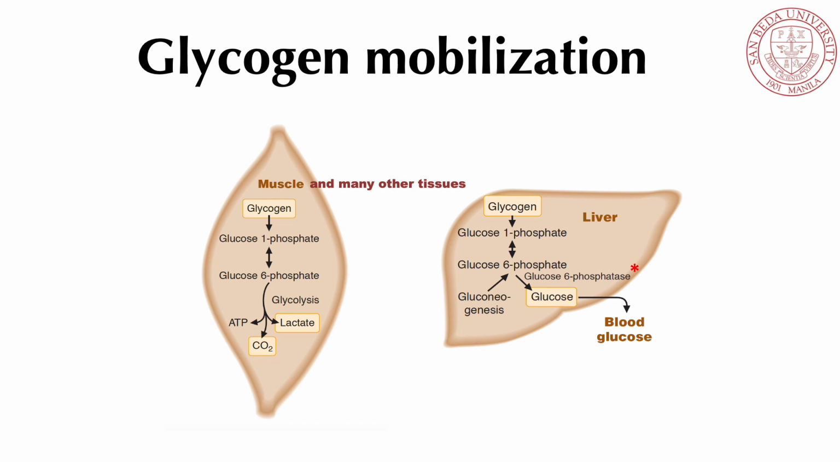Recall as well that the major site of gluconeogenesis is the liver, with a small amount also taking place in the kidney. Very little gluconeogenesis takes place in the brain, skeletal muscle, or heart muscle.